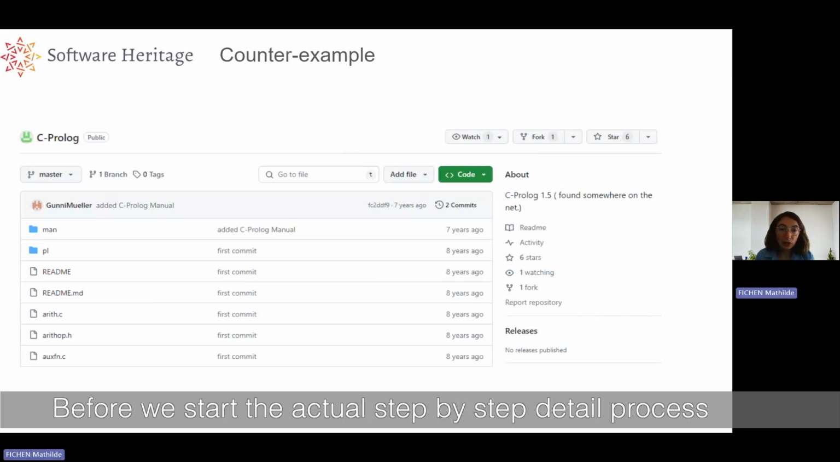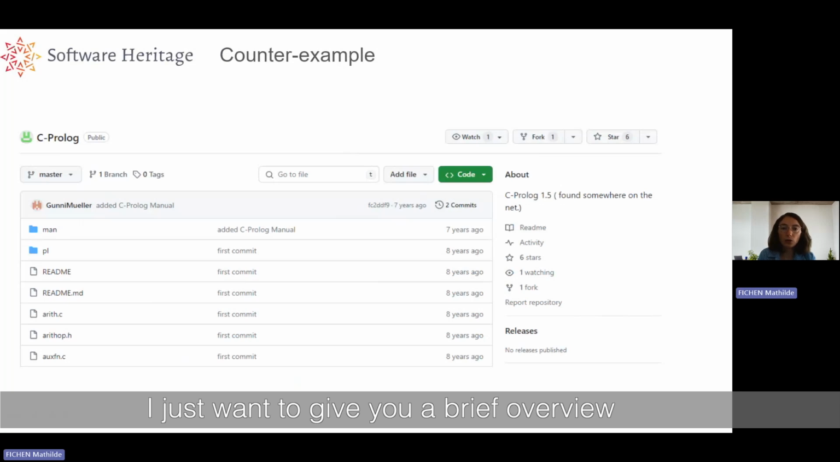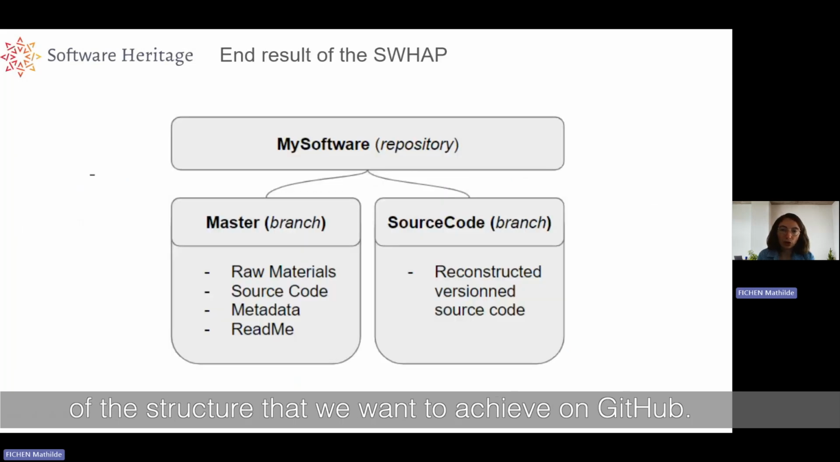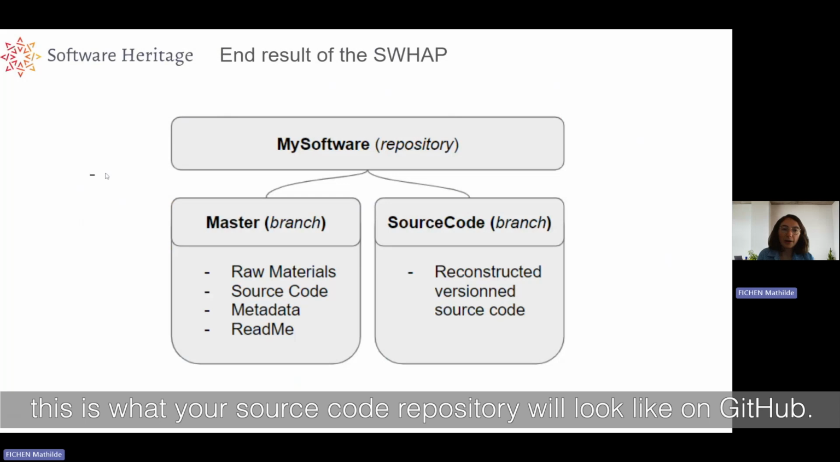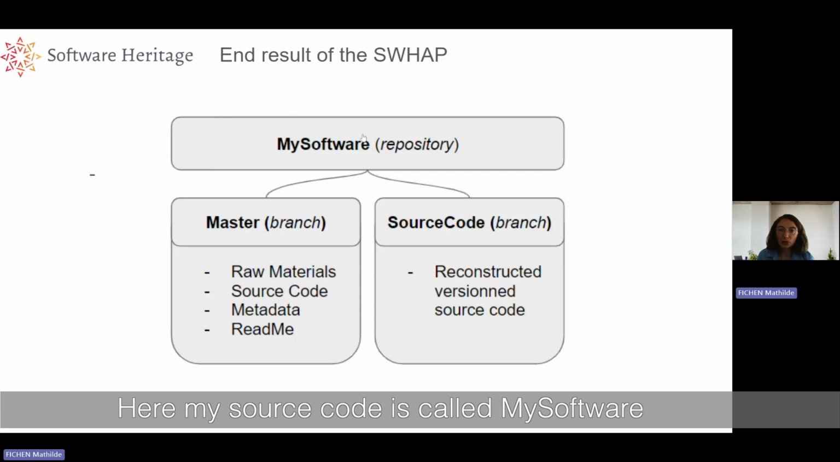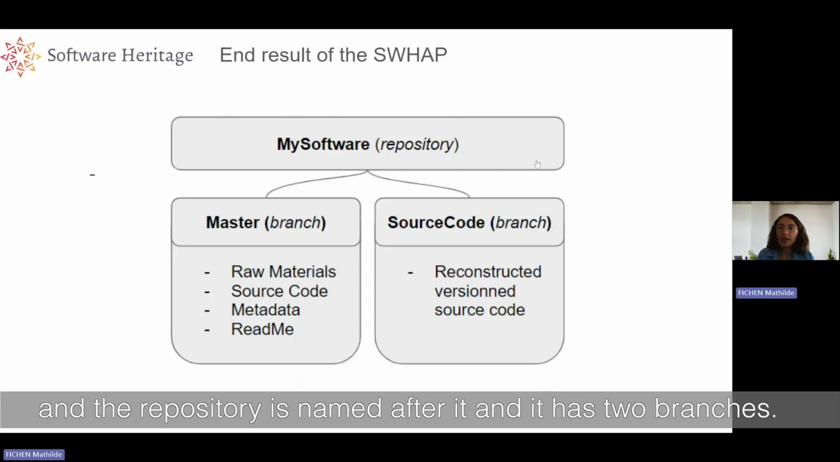Before we start into the actual step-by-step detailed process, I just want to give you a brief overview of the structure that we want to achieve on GitHub. So once you have performed the SWAP process, this is what your source code repository will look like on GitHub. So here, my source code is called My Software, and the repository is named after it. And it has 2 branches.